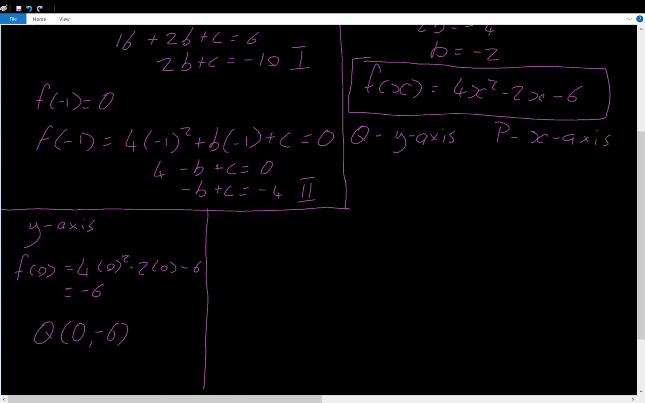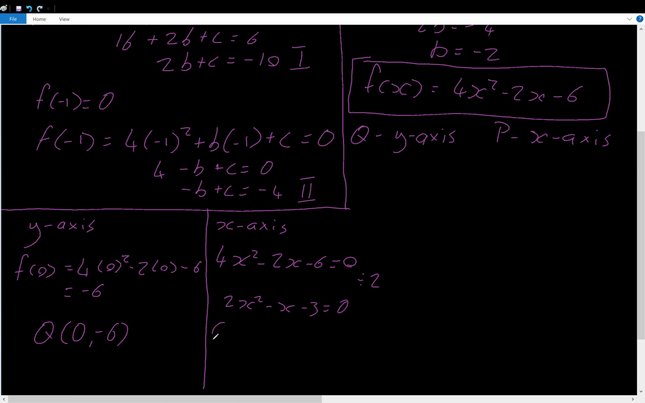And for the point P, we're looking for our x-axis. So any point on the x-axis we can find when f of x equals 0. So for this one we're going to have 4x squared minus 2x minus 6 equals 0. And we can simplify this a little bit by dividing the entire thing by 2, because all of our numbers have got a common factor, which is 2. So we get 2x squared minus x minus 3 is equal to 0.